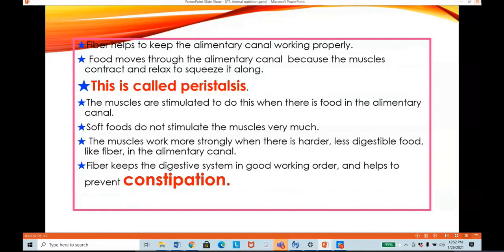Fiber helps to keep the alimentary canal working properly, and food moves through the alimentary canal because the muscles contract and relax to squeeze it along. This is known as peristalsis. The muscles are stimulated to do this when there is food in the alimentary canal. So soft foods do not stimulate the muscles very much.